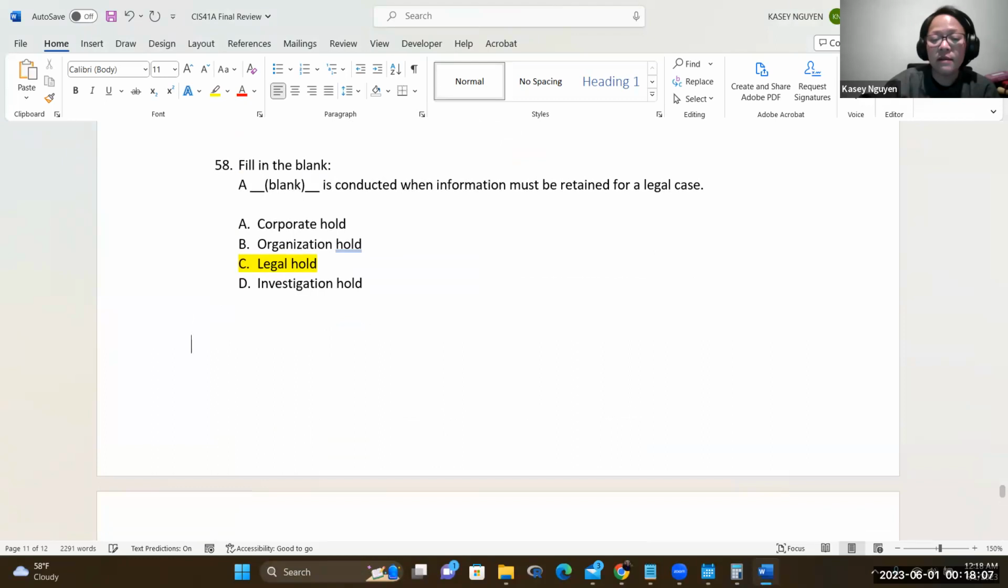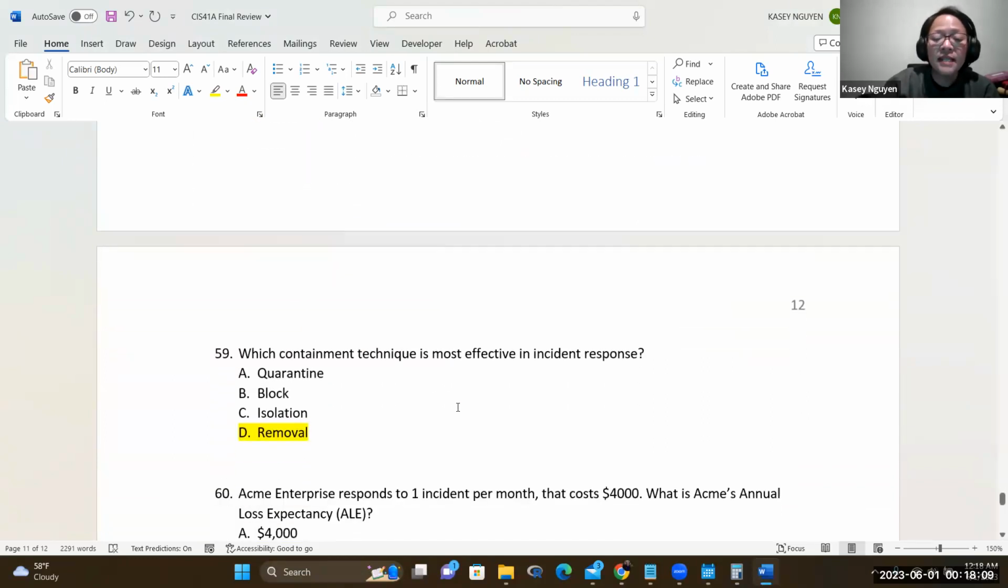59. Which containment technique is most effective in incident response? When you look at these options, removal is the best option. As we talked about in our lecture, removal is the best containment, as it would no longer be present to have any kind of impact.